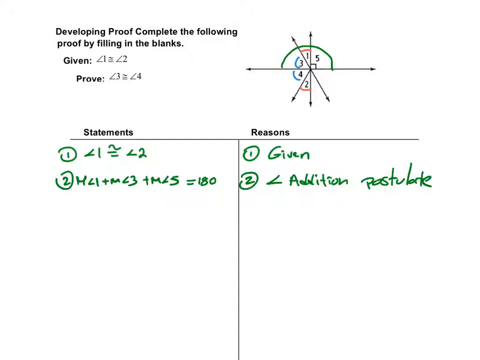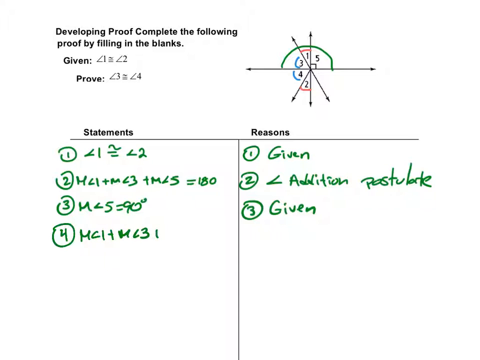Now I'm also given that the measure of angle 5 equals 90 degrees. So this is also a given, right? As you can see right there, they're drawing that square. That means that it is a right angle. So with that information, I can substitute in the next one. The measure of angle 1 plus the measure of angle 3 plus 90 equals 180, right? That's substitution.